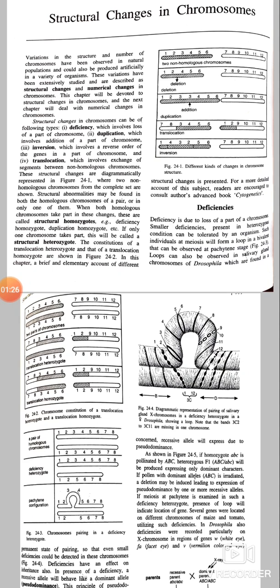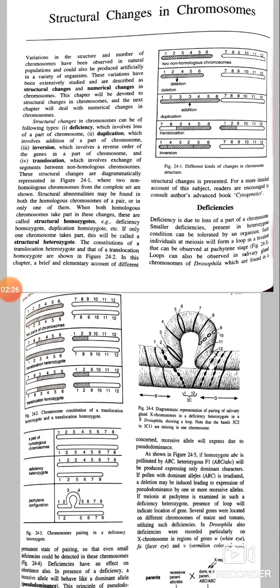These structural changes are diagrammatically represented in this diagram, where two non-homologous chromosomes from the complete set are shown. Structural abnormalities may be found in both the homologous chromosomes of a pair or in only one of them. When both homologous chromosomes take part in these changes, these are called structural homozygotes. Deficiency homozygote, duplication homozygote, etc. If only one chromosome takes part, this will be called structural heterozygote. The constitutions of a translocation heterozygote and that of a translocation homozygote are shown in the second diagram.